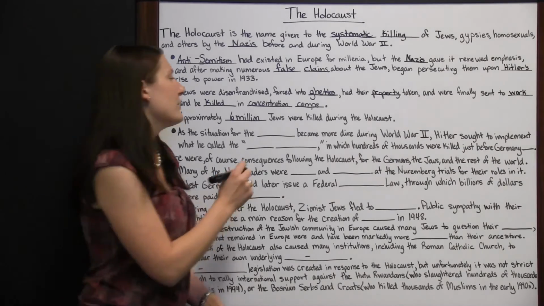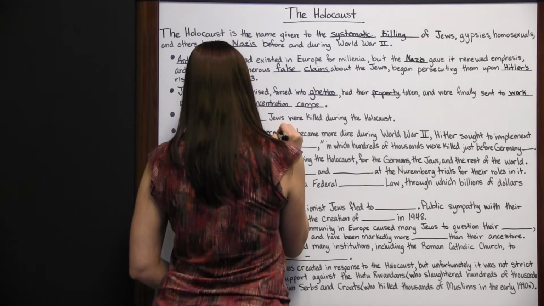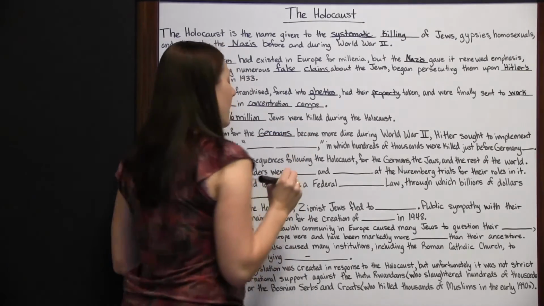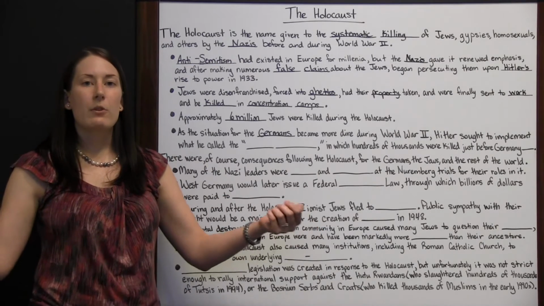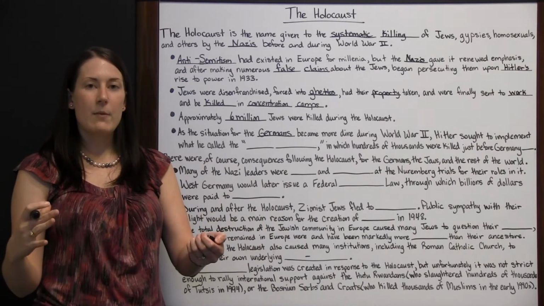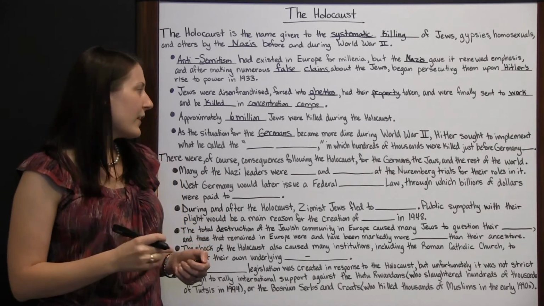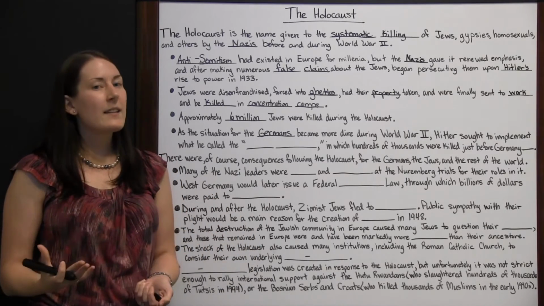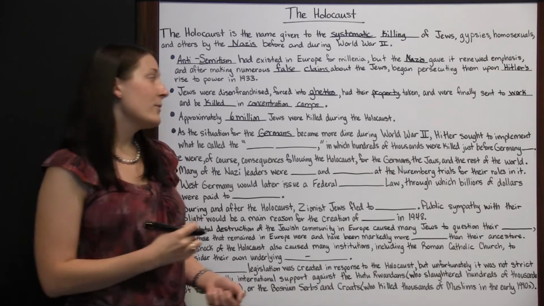As the situation for the Germans became more dire during World War II, whenever the Germans saw that they were losing ground, when they had all this territory, but they were losing it, and the opposing forces were making them retreat further and further, and they saw that it was likely that they were going to lose the war, Hitler sought to implement what he called the final solution.